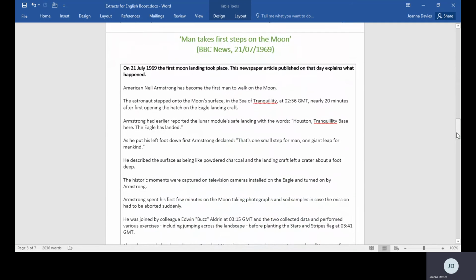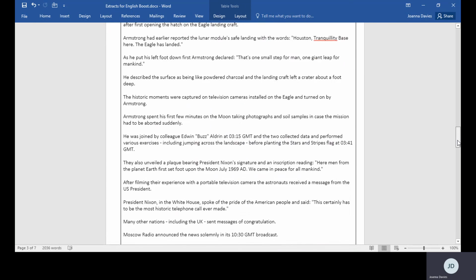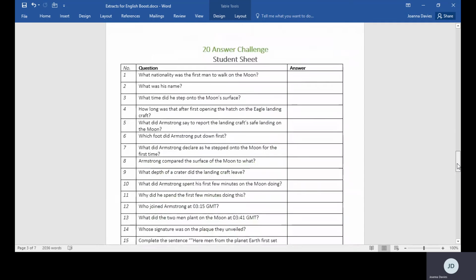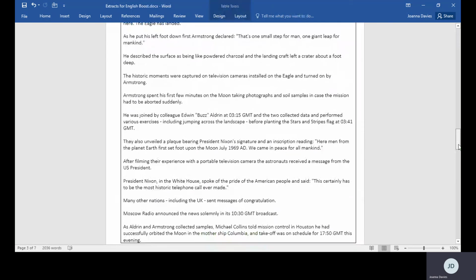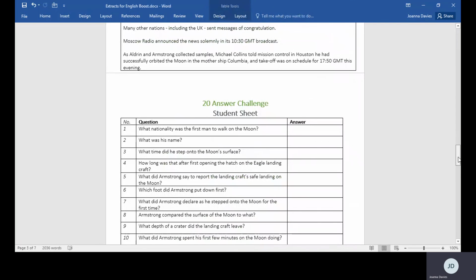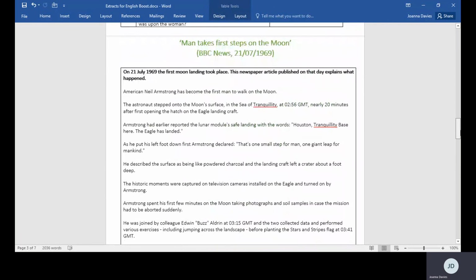Now this one I've chosen is a non-fiction text, so it's about the first man on the moon. And the first thing, back to what we did in session 1, read it through, this time by yourselves, and then you've got your 20 questions to answer. Skim and scan, find the answers, look for the parts of the question. What nationality was the first man to walk on the moon? Look and see if somewhere it says the word nationality that could help you, or where he's from.